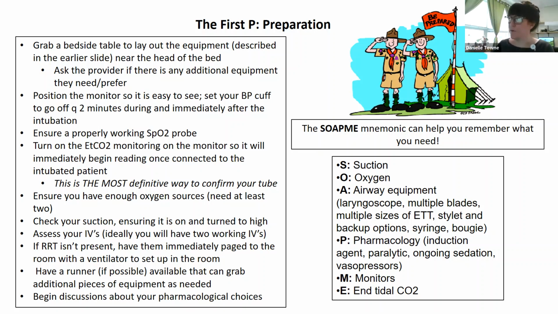So if you go through SOAP ME, we've got S is suction, O is our oxygen, A is our airway equipment, P is our pharmacology, so what meds are we giving? M is our monitors, and E is our end-tidal. And that's a very quick down and dirty. If you think SOAP ME every time you do an intubation, you're going to make sure that you've got the majority of the equipment that you need to be safe.